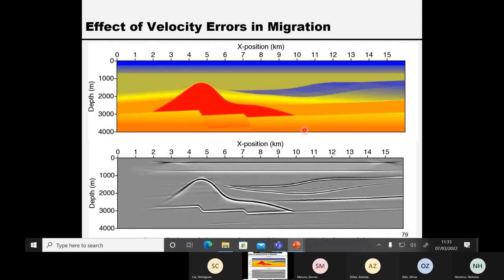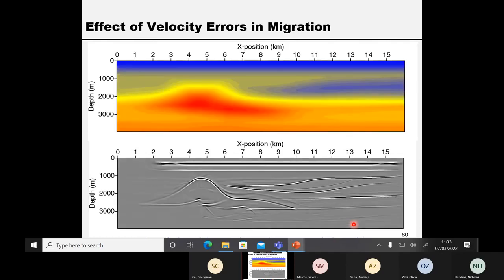Let's see an example. That's a salt body with a flat layer here. And when we use the true velocity model, you generate a very good image, well, apart from the edge effect, right? But the majority part is good, typically here, you can see that. But if we use a wrong velocity that's too low, velocity too low.